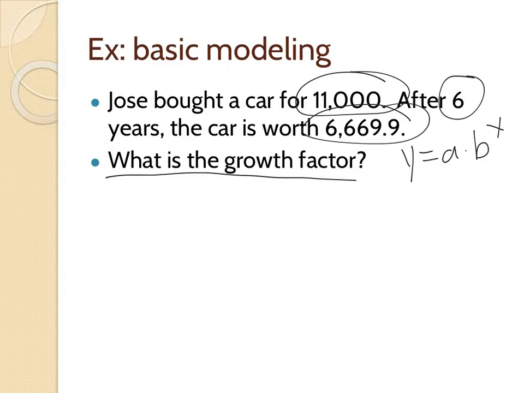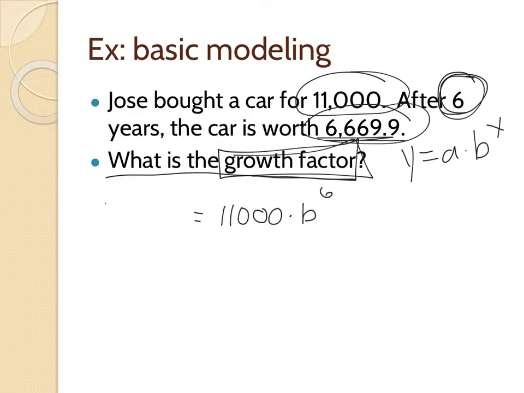So if you remember, a is going to be what I started with, so 11,000 times, now we're actually solving for our growth factor here. So we're going to solve for b, so I'm just going to put in a b. 6 is the time, so that's going to be my exponent, and then the final amount is what they told us it's worth now. So that's $6,609.90.